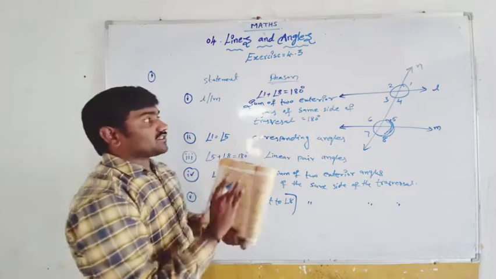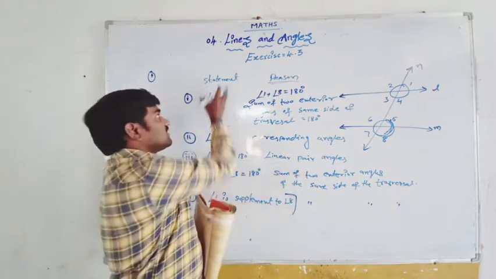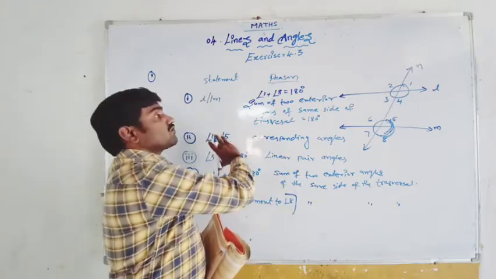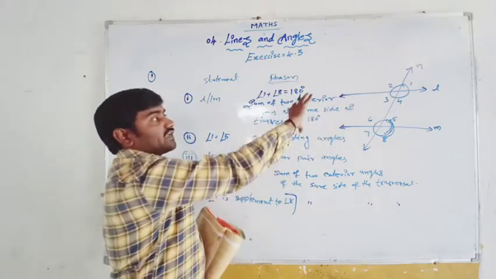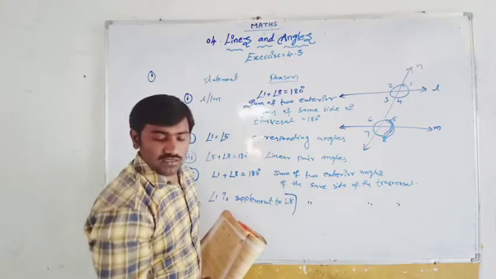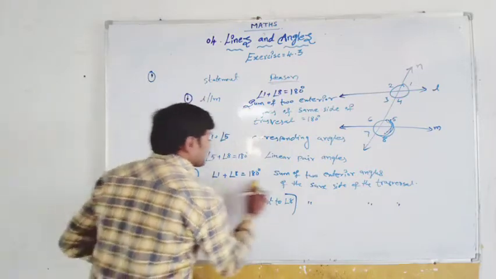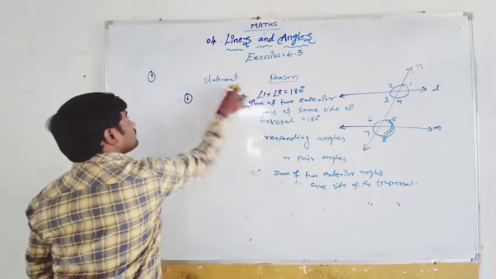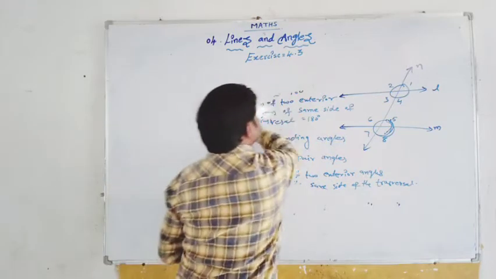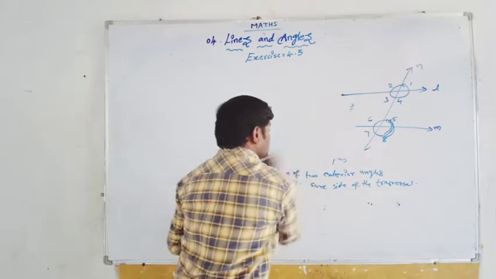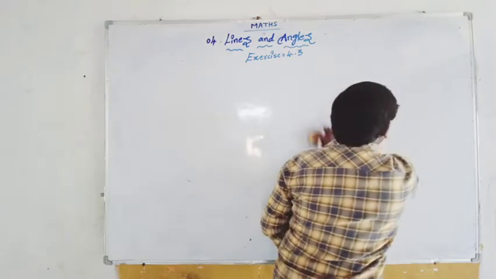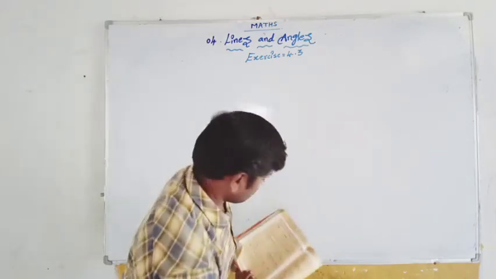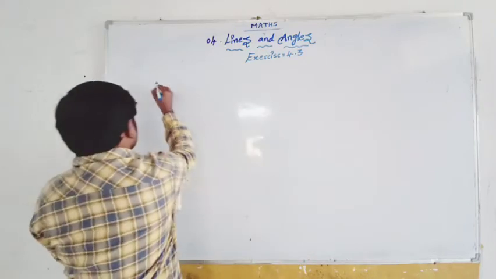With this, the first bit is completed. They have only given some statements. Why are these statements true? According to the two lines and one transversal in the diagram, we have to write the reasons here. We have already written them. So let's go for the second question now.